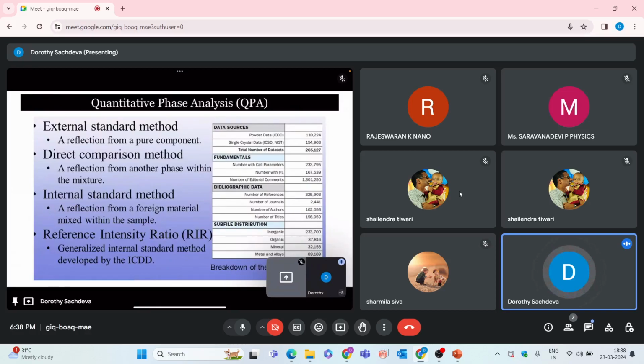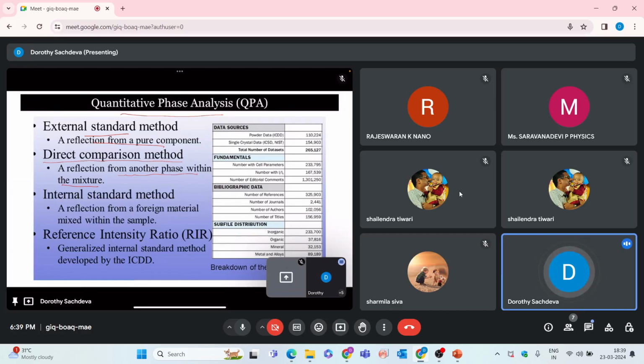So further, we'll do this quantitative analysis using your X-ray analysis. So for the X-ray, we'll do this quantitative phase analysis. There are different ways to do this quantitative phase analysis. The first one is the external standard method, where the line from pure component, or we can say pure alpha component, is used. And the second one is your direct comparison method, where the reflection from another phase is used, which is present within the mixture.